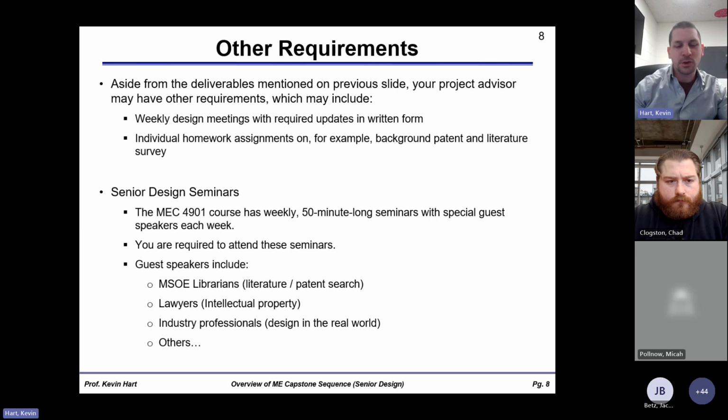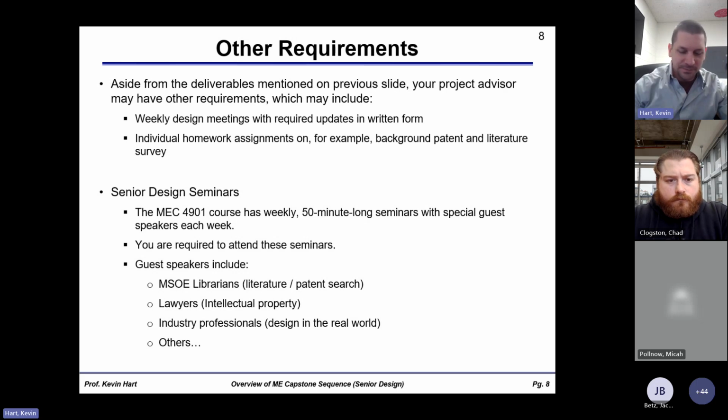Aside from that, your individual project advisor may have more requirements, meaning, what do they have for weekly assignments, let's say, or weekly update meetings? Like, what do they want you to do? Do they want you to put a couple slides together of what you did this week to progress your design forward, right? And that might be something that your advisor does. Maybe they have written homework assignments or something that you need to do, right? So your advisor might have individual assignments as well.